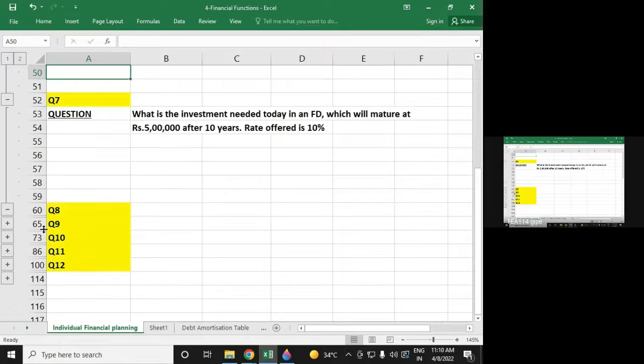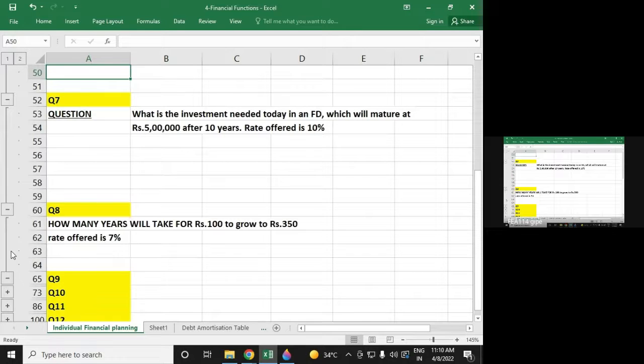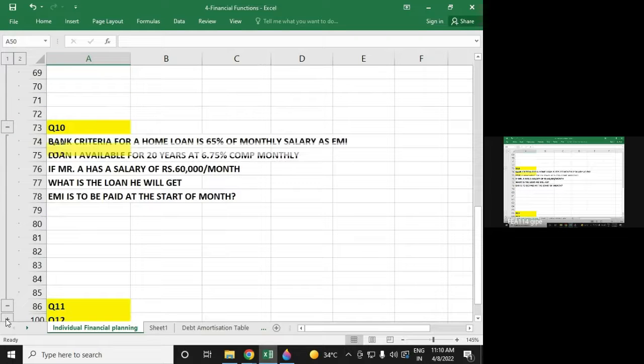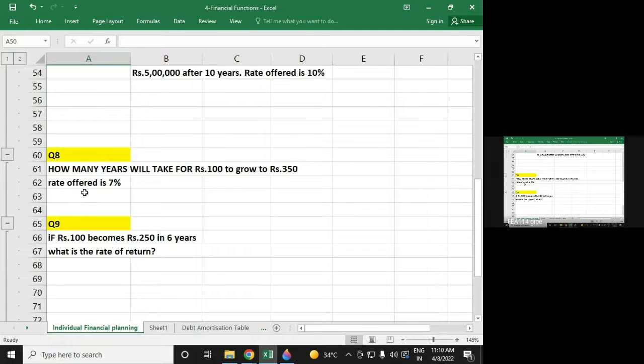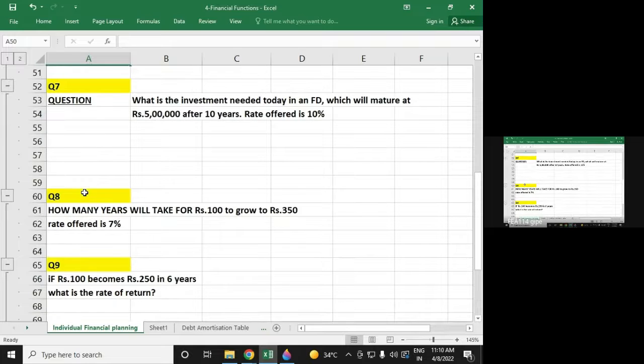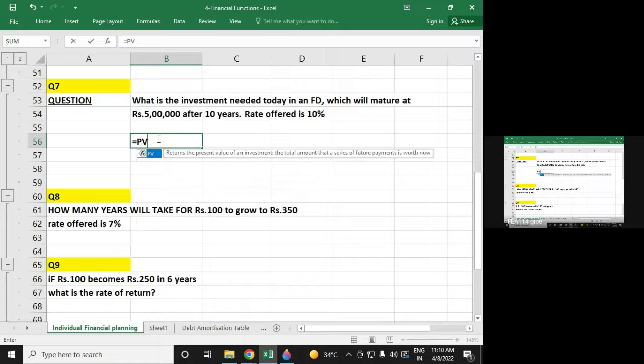All quick questions. Sorry, 7, 8, 9. Can you tell me the answers? 10 is a bit longer, but 7, 8, 9 is straightforward. Numbers are, let's match. I will put the numbers. You check if you have got the correct values.